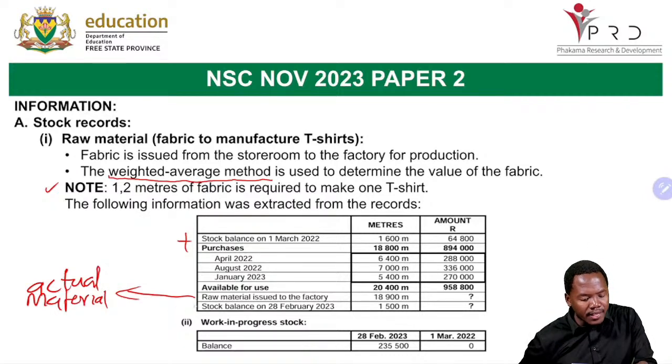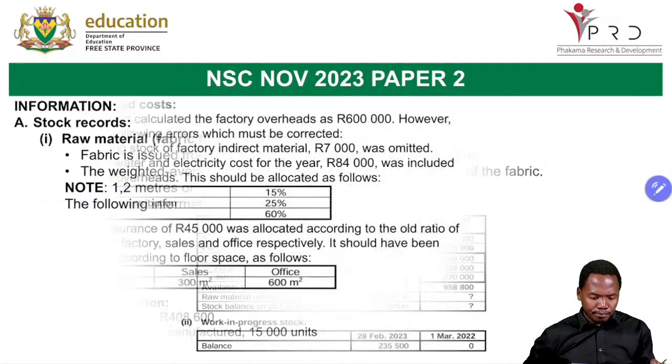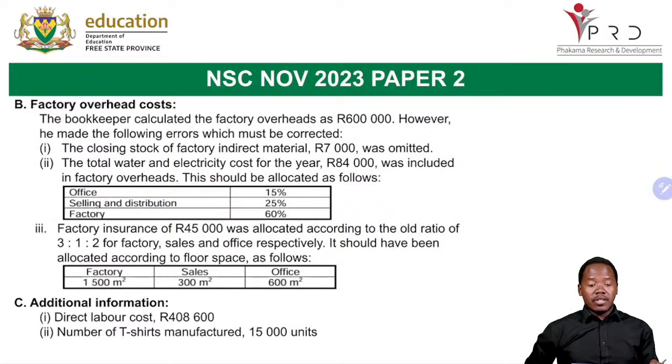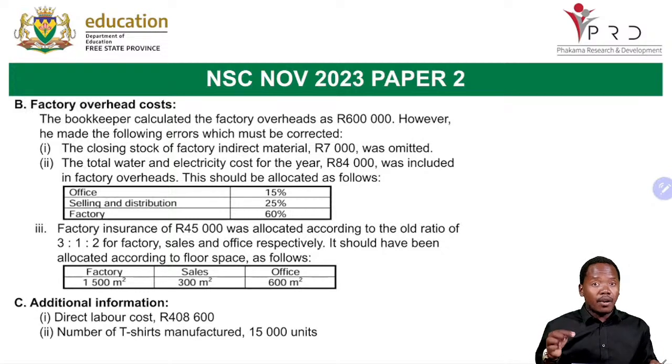And then at the end of the year, we found that only 1,500 meters was left. And then work in process, we have the balances. We don't have any opening work in process, it's 0. And then we have the closing work in process. Information B, I'm going through this information so that we familiarize ourselves with this activity before we can get into the breaking down of each and every item.